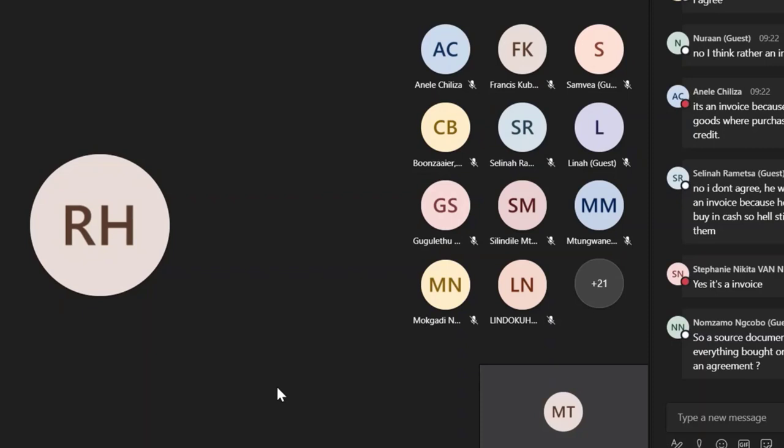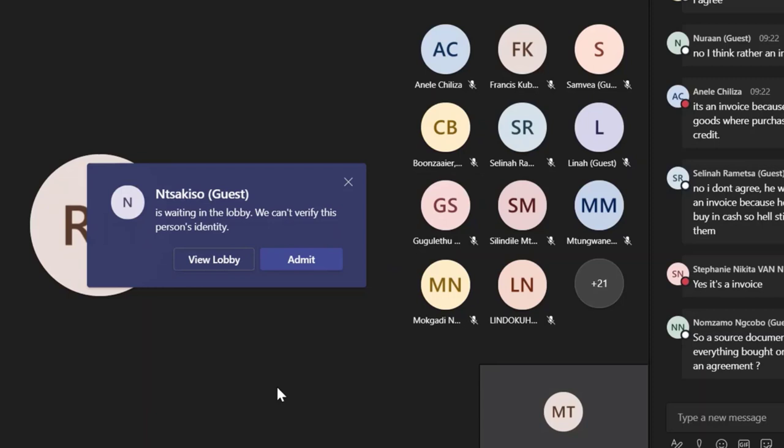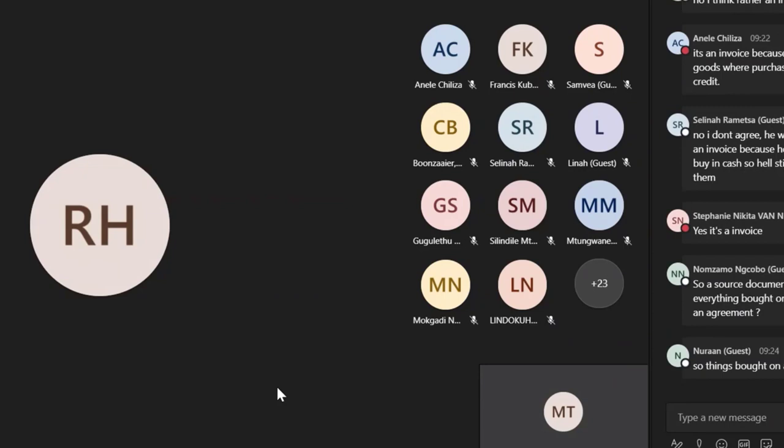Yes, Nomzamo. So the source document for everything bought on credit is an agreement. Not everything, because not everything will be an agreement, because I can buy something now by credit card. So when I buy something by credit card, yes, it's on credit, but the bank statement of that credit card is what I will be recording with. So let's say now you bought something by credit card. On a monthly basis, you will be getting a statement on your credit card. Yes, Noreen. So things bought on account, yes.